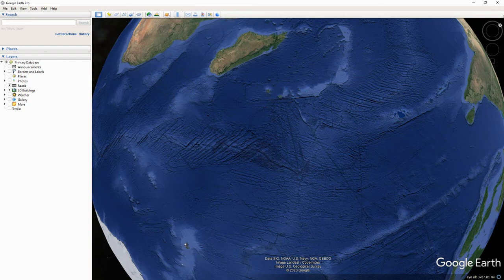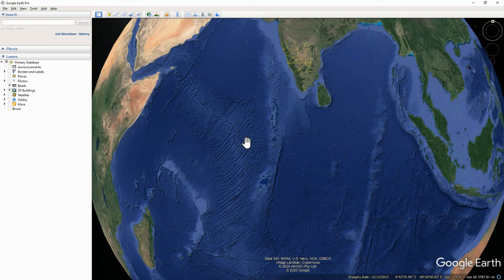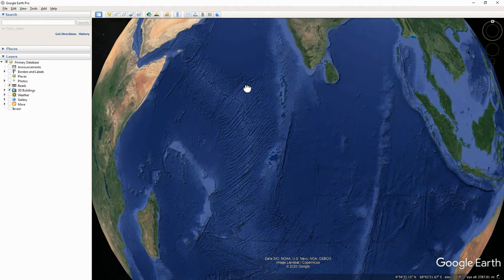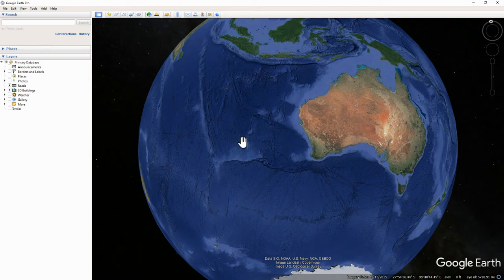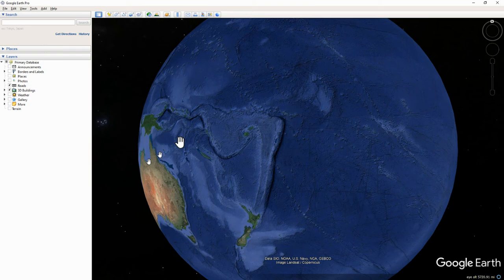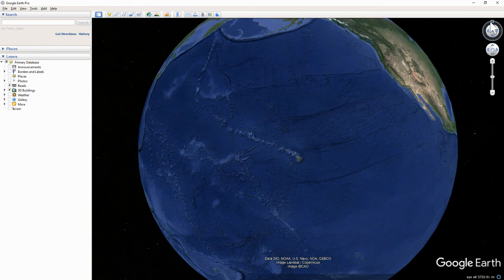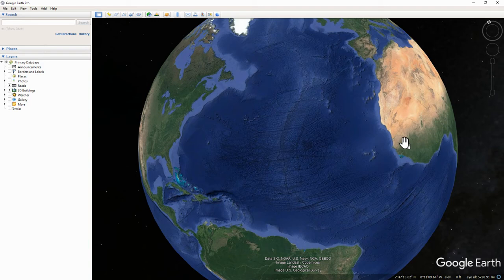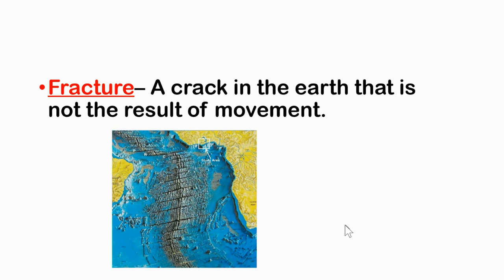Let's orient north. Okay, and this ridge even goes up and through the continents here. And there's a lot of activity along the Ring of Fire. You can see it comes up under Australia. Let's get out of here. Google Earth, a lot of fun stuff. You can learn a lot just by exploring Google Earth. But that is the Mid-Atlantic Ridge, and you can see some evidences of fractures here. So let's move on. Fracture, a crack in the earth that is not the result of movement.